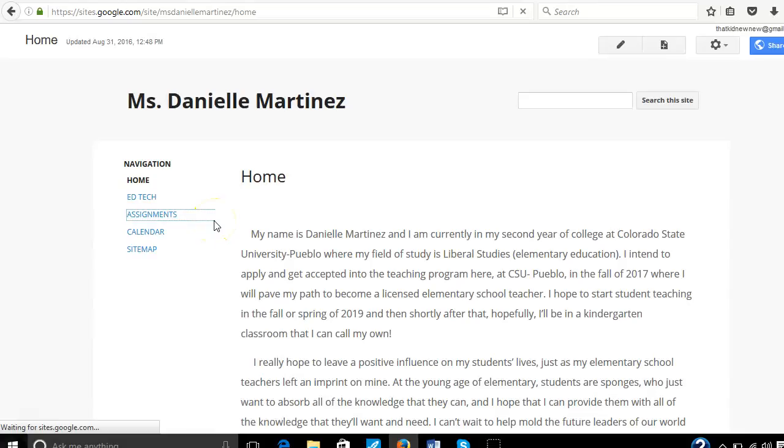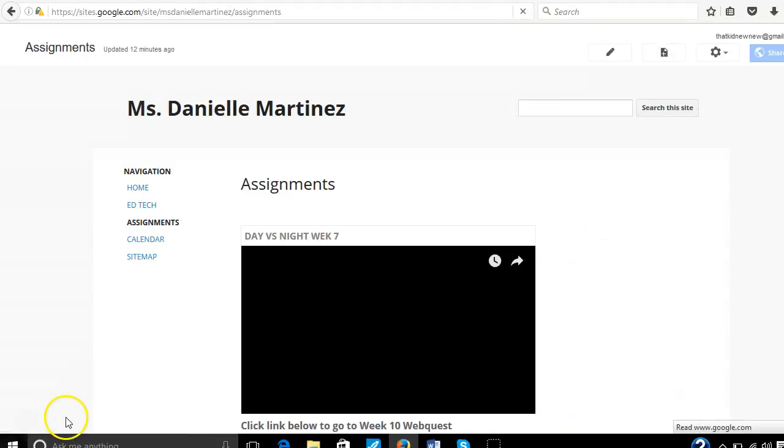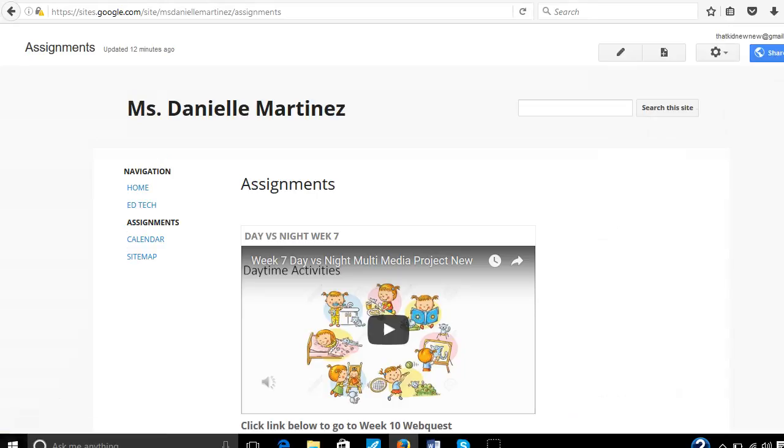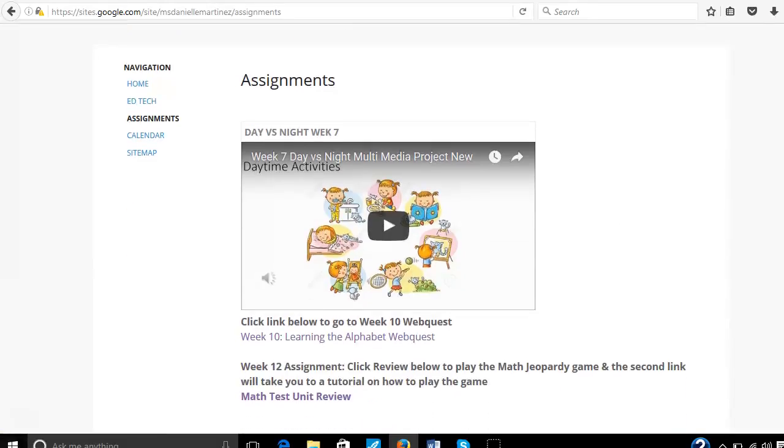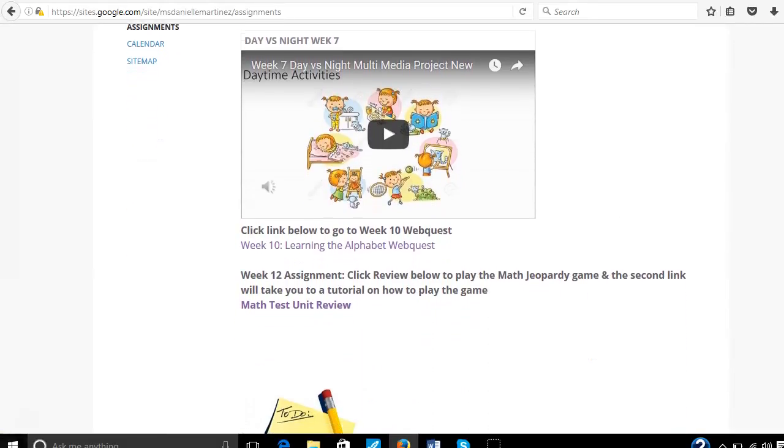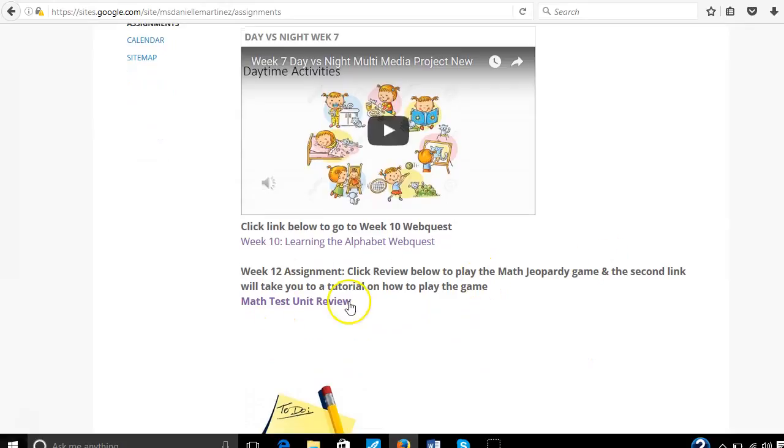and then you're just going to have to wait for the assignment task to pop up. Depending on your Wi-Fi, that will determine how fast this is going to pop up for you. And then once the assignments pops up, you're going to scroll down to the week 12 assignment, which is right here, and it states to click on the review button below to get to the Math Jeopardy game.